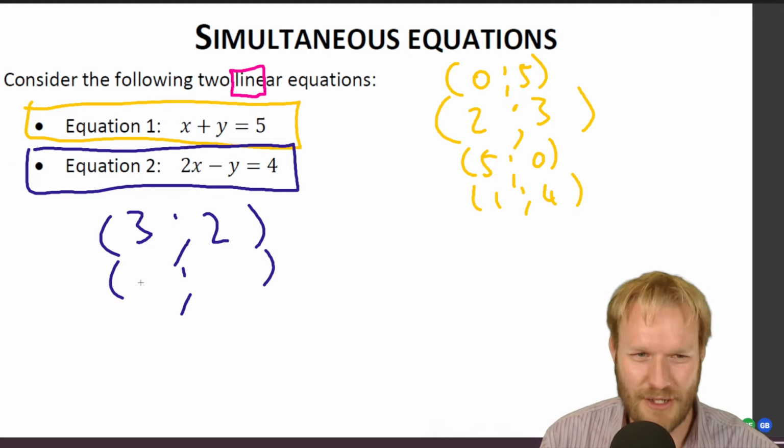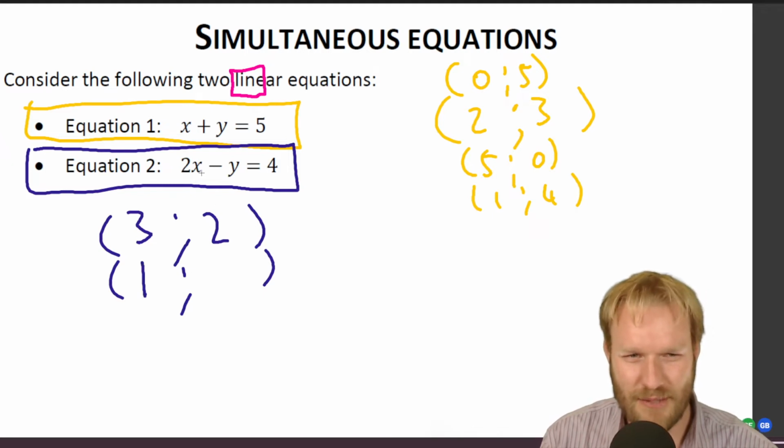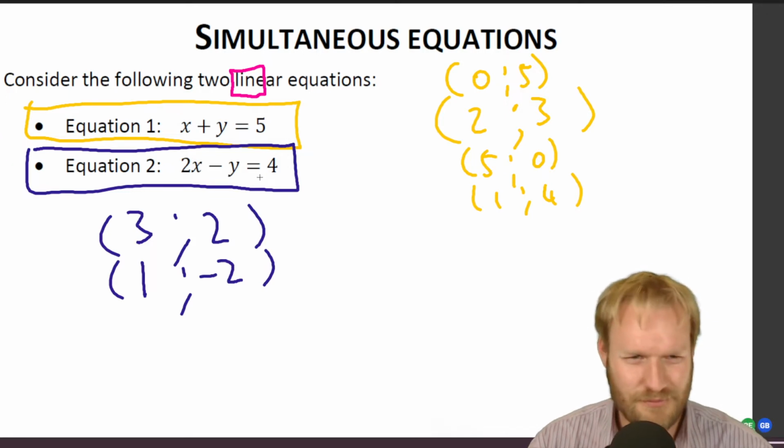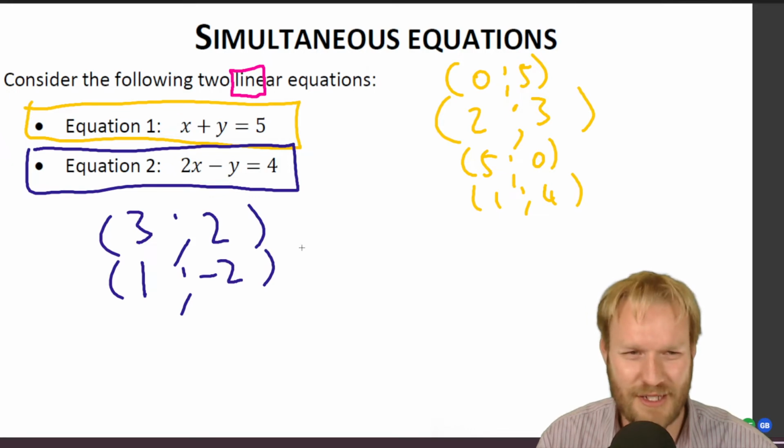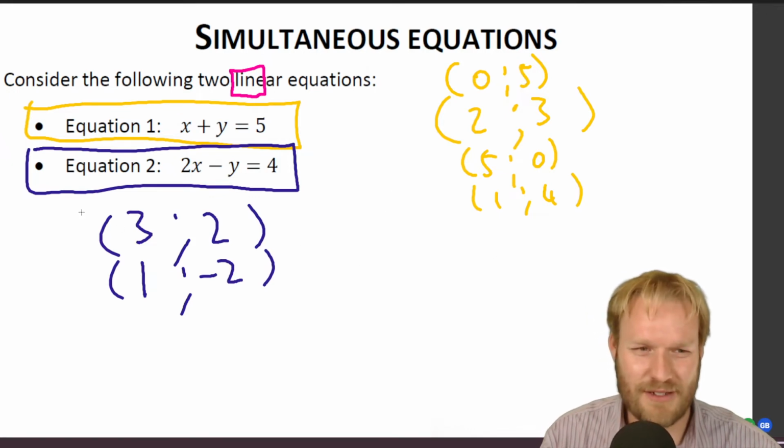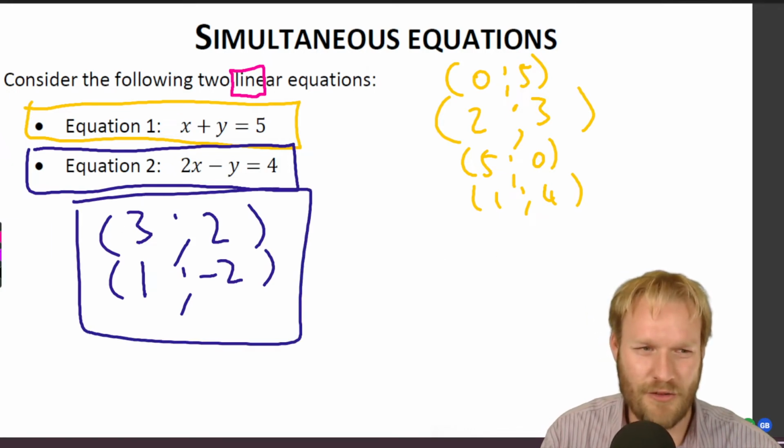If we had put a 1 in here, 2 times 1 is 2. What do we need to subtract? We need to subtract negative 2. So that could be another example there, right? 2 times 1 is 2, 2 minus minus 2. You can tell me later if that's right. But again, the point holds that there are lots of things that seem to work for that one.